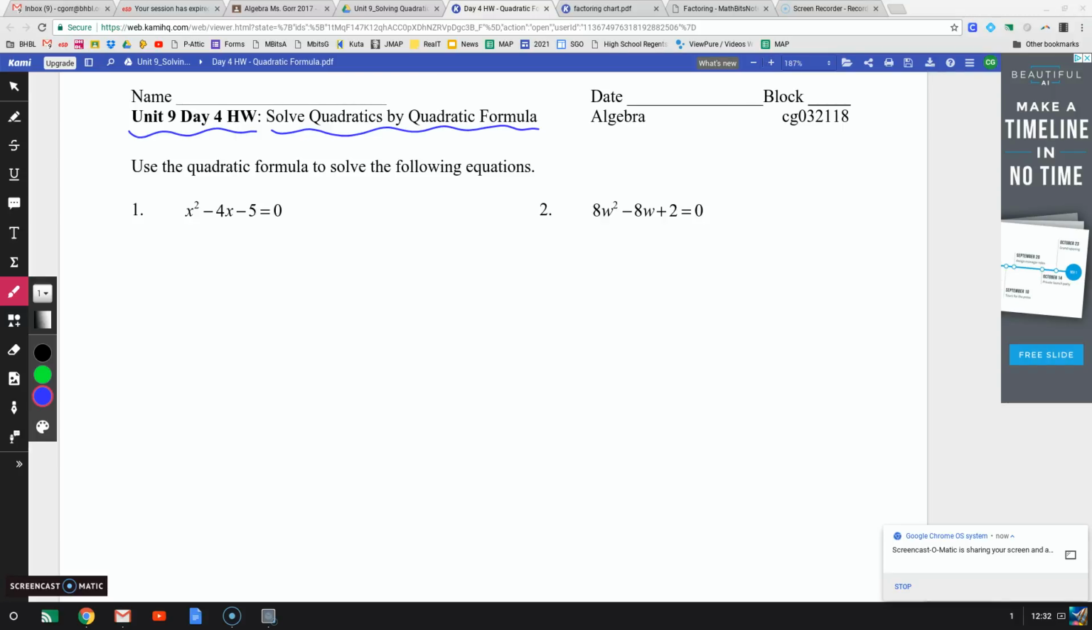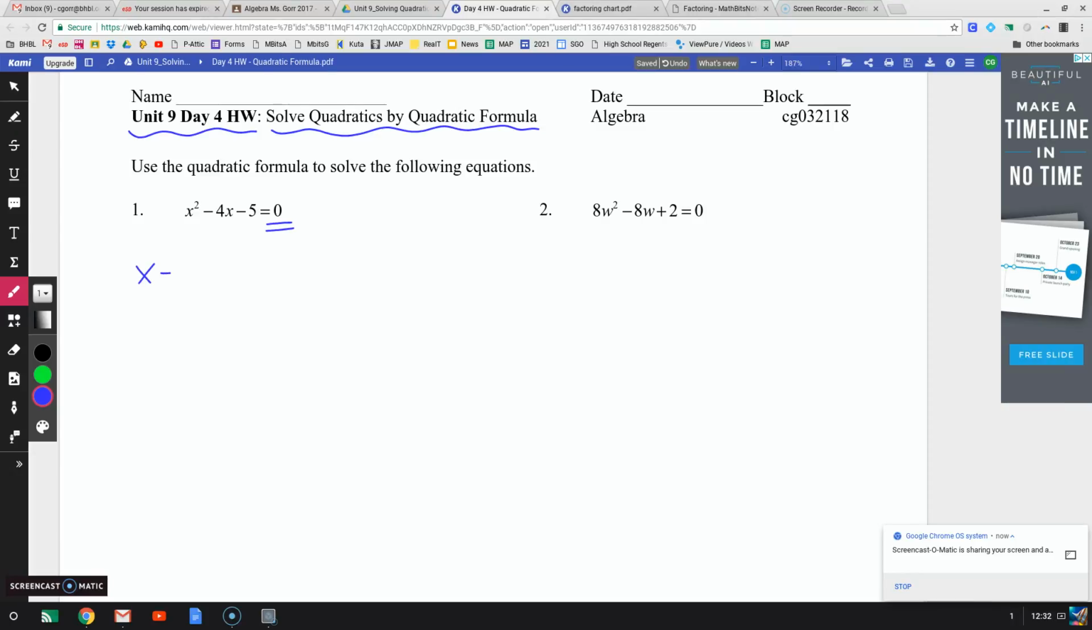Today we're going to be talking about our Unit 9 Day 4 homework, solving quadratics using the quadratic formula. If it says that you have to use the quadratic formula, then you have to use the quadratic formula. Remember that the quadratic formula is given to you on your reference table. First, I'm going to make sure that my equation is set equal to 0. It is, so I'm going to write down my formula.